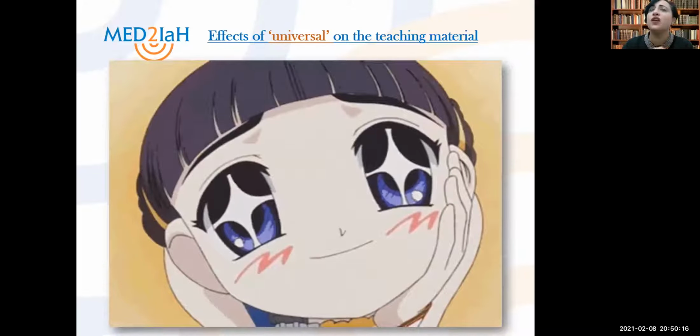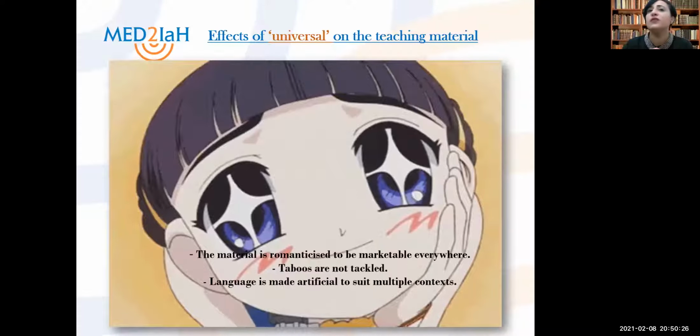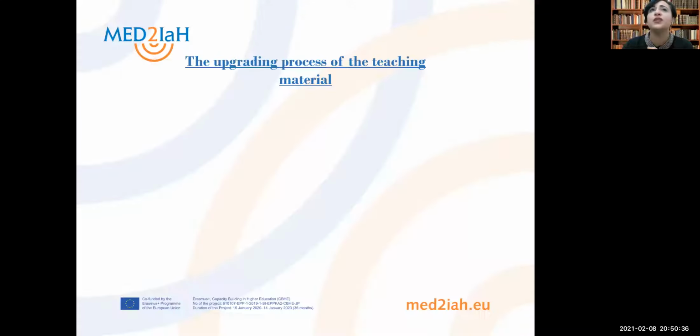Now, the effects of adopting this meaning, universal, on the teaching material are: the material is romanticized to be marketable everywhere, taboos are not tackled, language is made artificial to suit multiple contexts, lack of language and cultural authenticity, and loss of specificities of cultures. Now, in the upgrading process of the teaching material, what should we do?